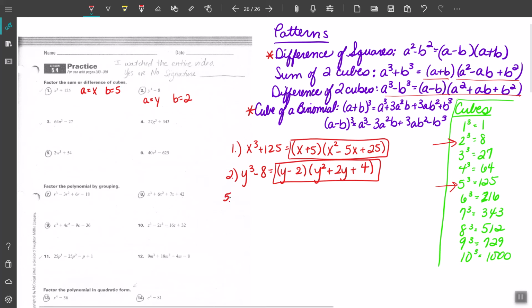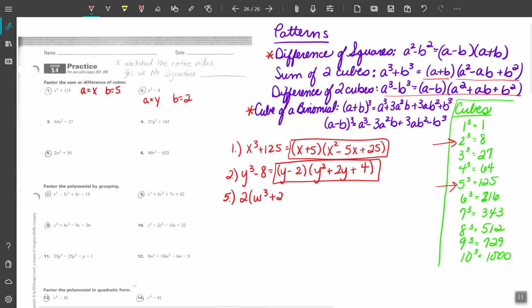Right, when we go down to number 5, nothing really pops out at us. That 2w cubed is not a cube, and 54, you can scan down your list here, that is not a cube. So we're going to go to our next step, which is if we can't do anything really, we're always going to look to see if we can factor a GCF out. And in this case, we can factor out a 2.